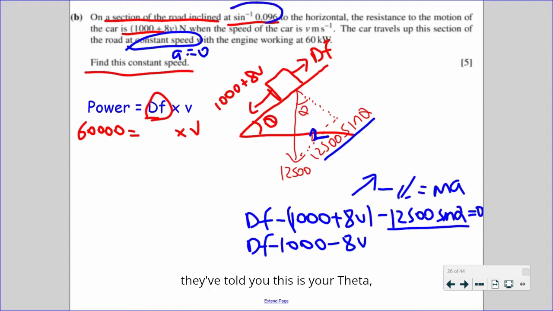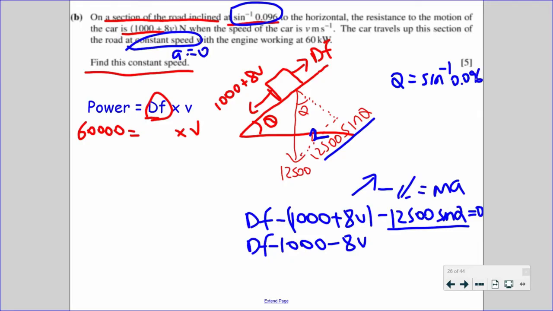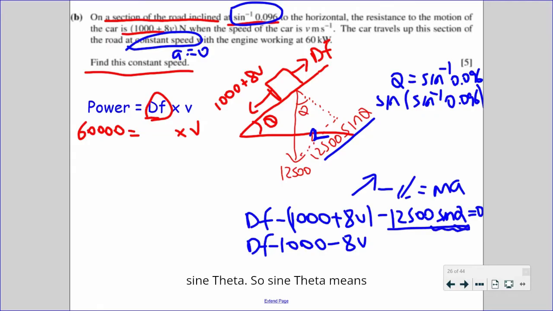Okay, now they've told you this is your theta, right? Now if I do sine of that, what I'm doing is sine of sine inverse 0.096, because you see here we're doing sine theta. So sine theta means sine of sine inverse. Sine of sine inverse just basically cancels out, so you're left with just 0.096. Then you times that by the 12,500.